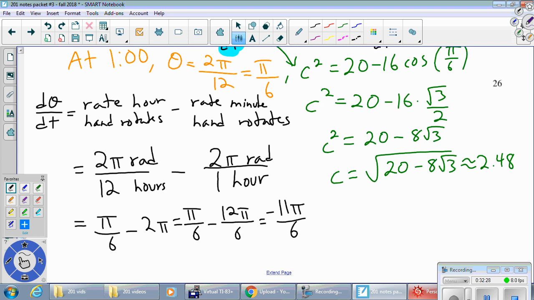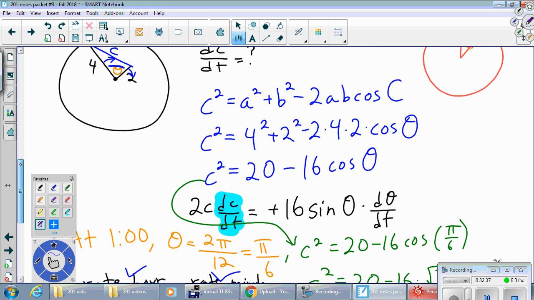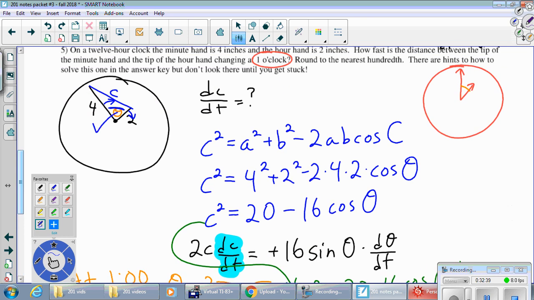So why is it negative? Well, it's just negative because of the order in which I subtracted my two rates. I said hour hand first and minute hand second. If I'm thinking about 1 o'clock, which is pretty close to the time that I've drawn here, is this theta increasing or decreasing? Is it getting bigger or smaller as an angle? At 1 o'clock, it's getting smaller. So I like the fact that I've got a negative in my answer.